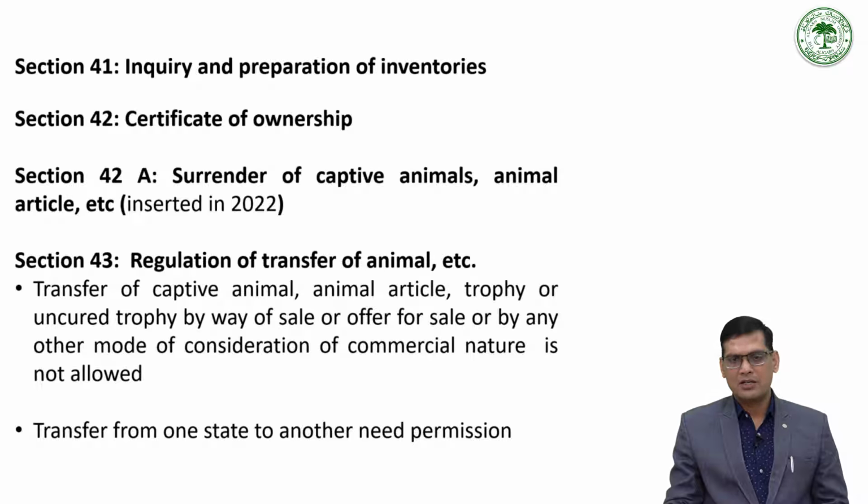Section 43 deals with regulation of transfer of animals and states that no person who has with him a captive animal with a certificate of ownership shall transfer it by way of sale or offer for sale or any other commercial consideration. In case of such transfer to or from another state, he has to report the same within 30 days to the Chief Wildlife Warden or the authorized officer within whose jurisdiction the matter falls, except for tail feathers of peacock and the transfer of captive animals between recognized zoos.